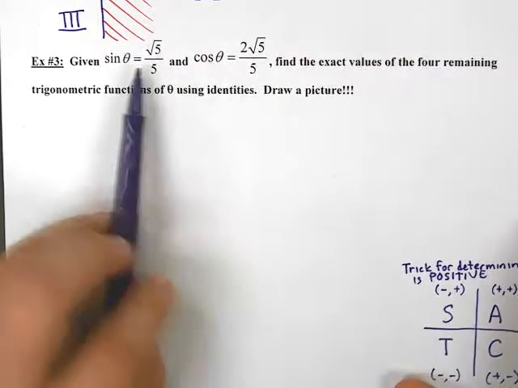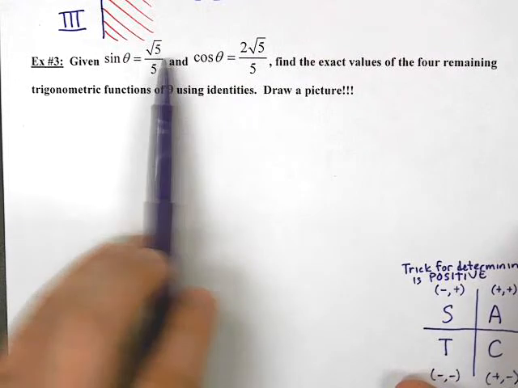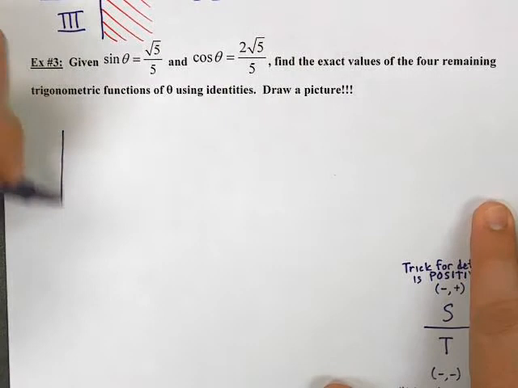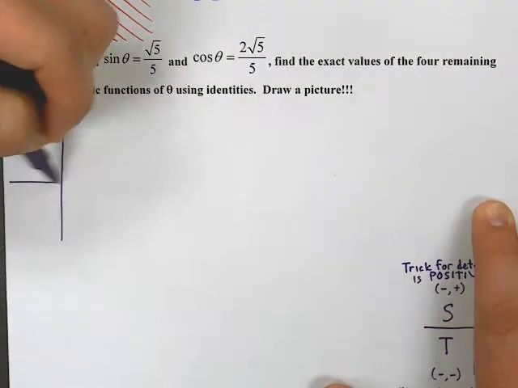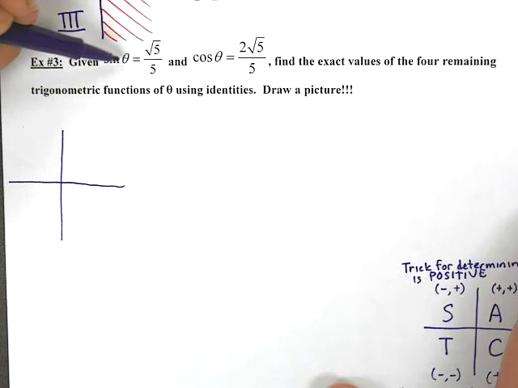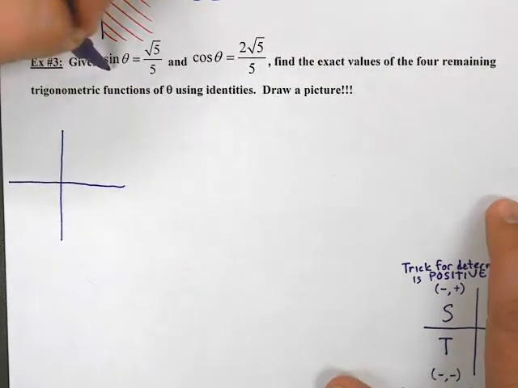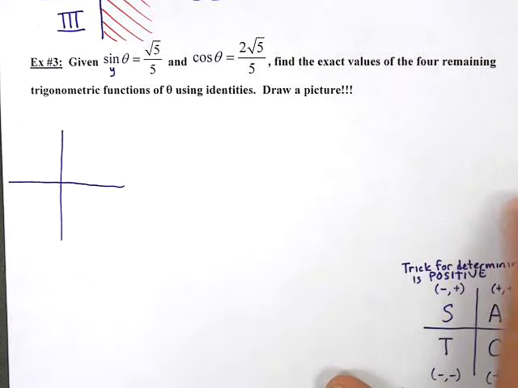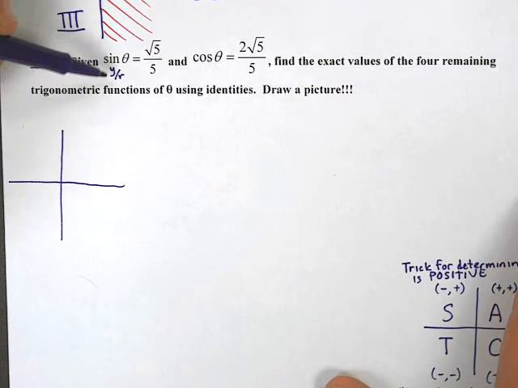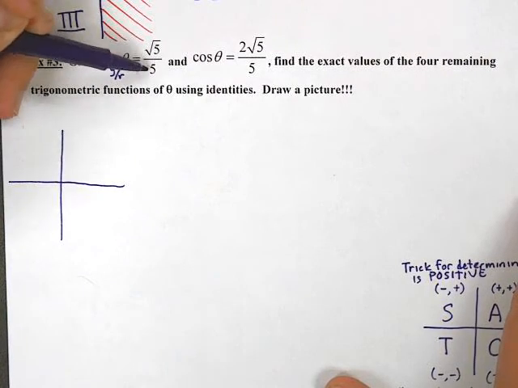I'm given a sine, I'm given a cosine. It doesn't look like it's going to be on the unit circle, so let's take a look at this. Let's remember that sine, if it's on the unit circle, is y. But if it's not on the unit circle, then it's y over r. So think about this with me, guys. I can say that my y value is the square root of 5 and my radius is 5.